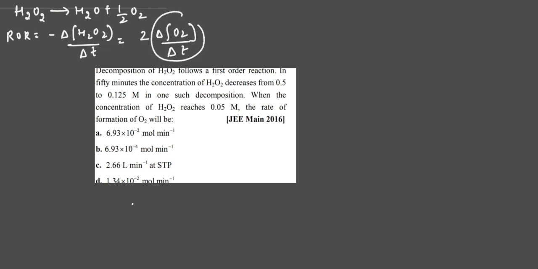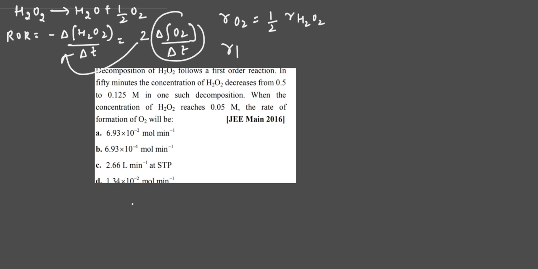As you know, the rate of reaction is equal to the change in concentration of H2O2 upon time, and twice the change in concentration of O2 upon time. So you can see that the rate of formation of O2 is half of the rate of decomposition of H2O2. So if I want to calculate the rate of formation of O2, I need to first calculate the decomposition of H2O2.